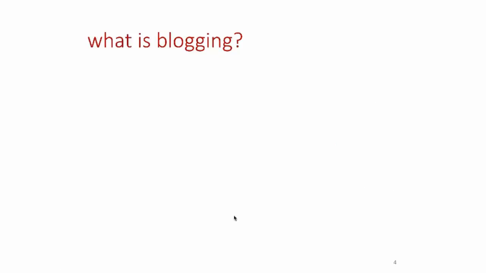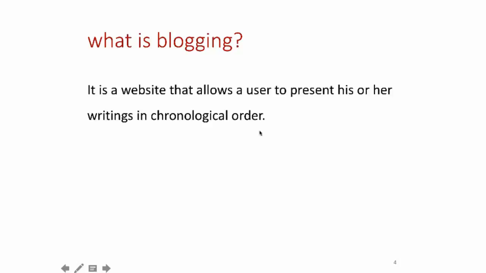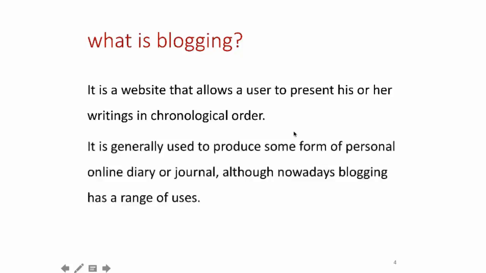Blogging has been around for quite a few years now, but it was probably the late 1990s that it really became popularized in its present form. Essentially it's just a website that allows a user to present his or her writings in some sort of chronological order. So it's often used to produce some sort of personal online diary or journal. But nowadays, of course, blogging has a range of uses, and people use it for a number of different things.